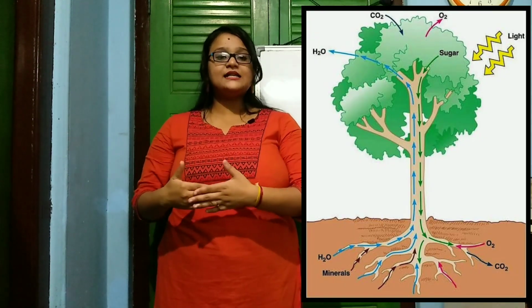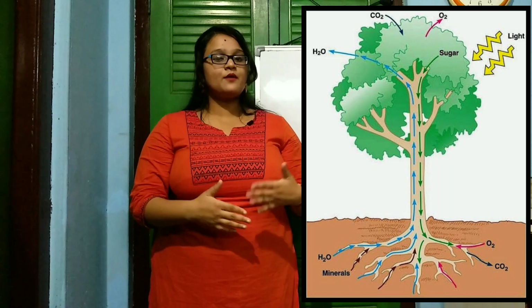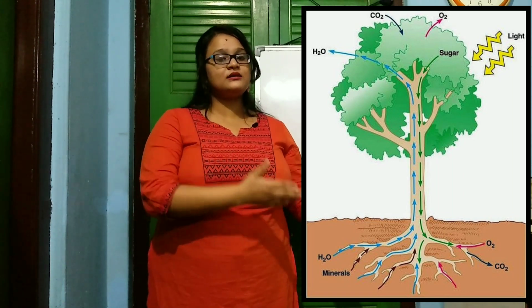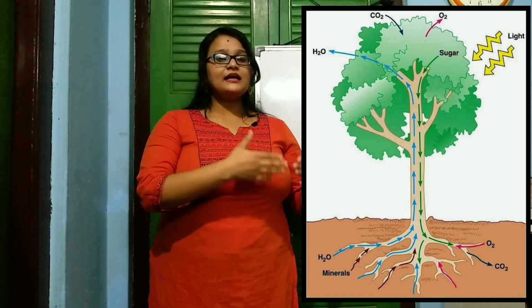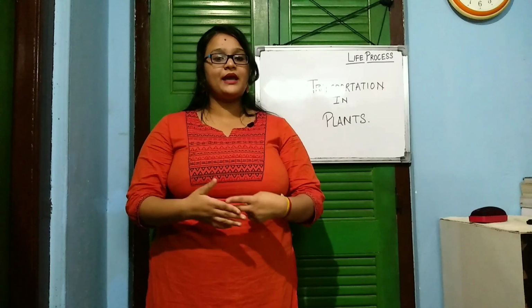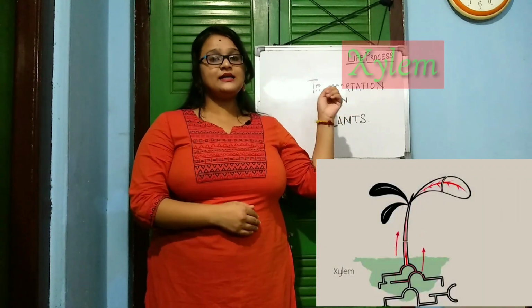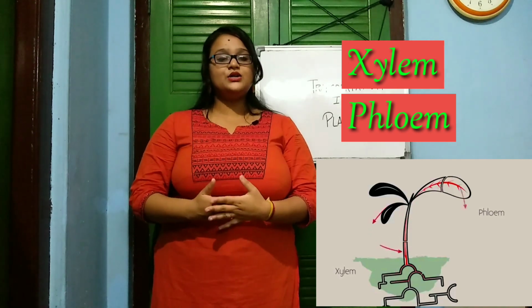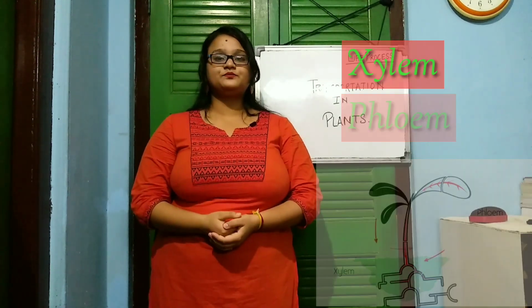Transportation in plants is the process in which a substance absorbed or synthesized in one part of the plant is moved to another part of the plant. It is carried out by the conducting system that consists of two main tissues. Number one is xylem and number two is phloem. Together, they are known as vascular bundles.